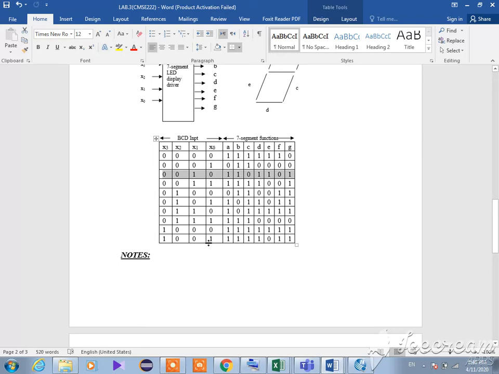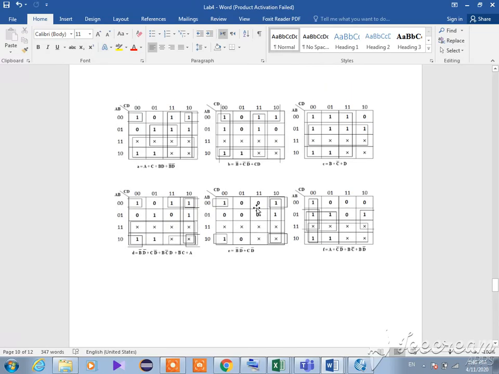How do we summarize this truth table? A Karnaugh map is the answer. How many outputs do we have?